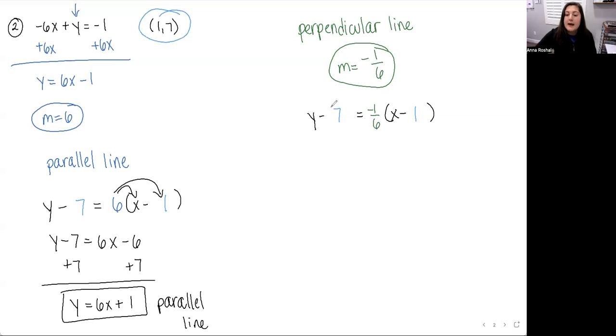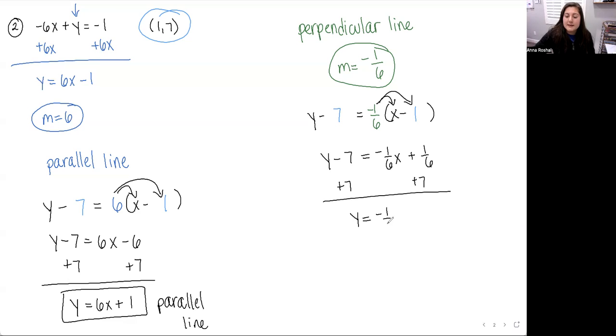Okay. Now, taking a look at the perpendicular line, when I fully distribute, I don't want you to freak out because there's a fraction. It's totally fine. In fact, we usually prefer fractions for slopes, right? Because we want to know our rise and our run. I'm going to go ahead and still add 7 to both sides. And I'm going to end up with y equals -1/6x plus 7 and 1/6. Totally fine to leave 7 and 1/6 as is. No big deal.